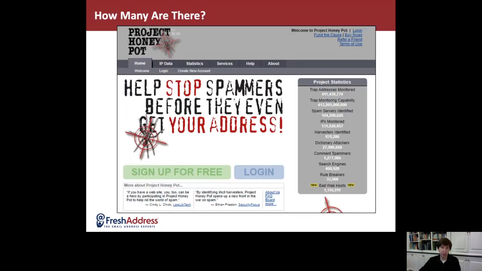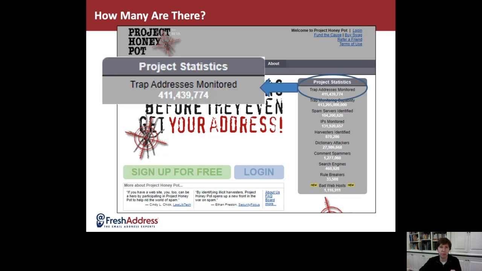There are a lot of spam traps out there, and that's why I didn't want you to write down those three earlier on. There are many, many of them. How many? Well, this is one spam trap provider. They're called Project Honeypot, and I just screenshotted their site. At the time I screenshotted their site, you can see up there, they had 411 million unique spam trap email addresses. So I showed you three, right? Project Honeypot alone has 411 million. And that number keeps going up and up.